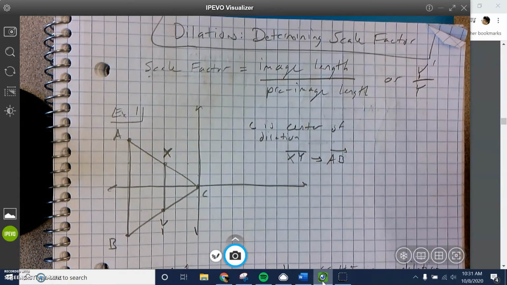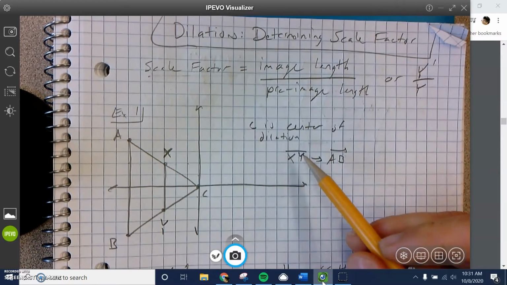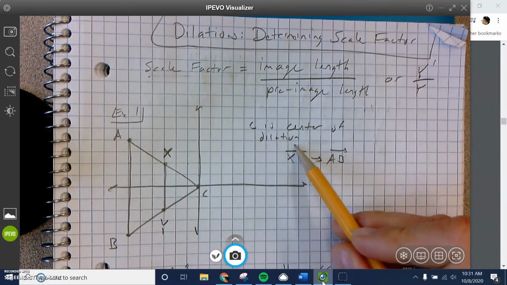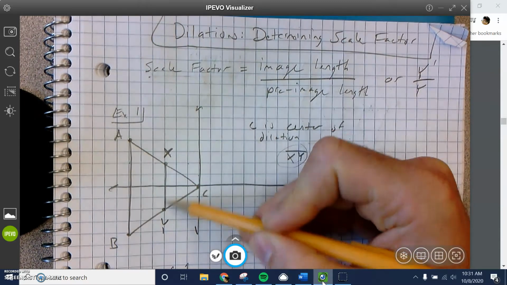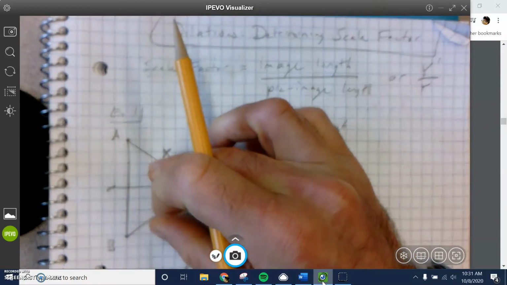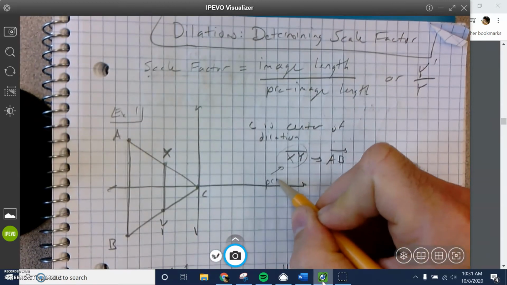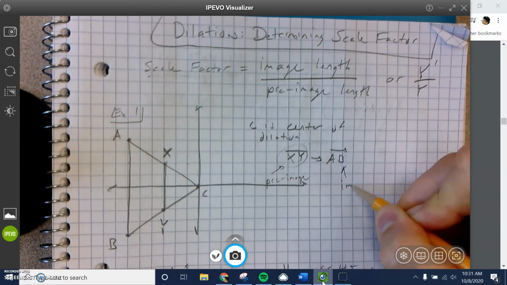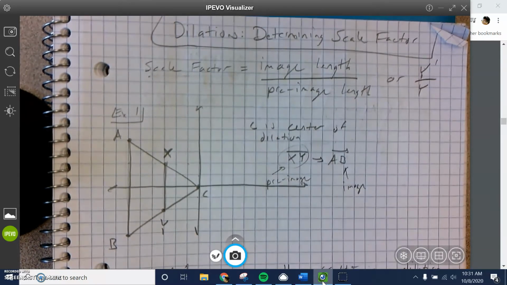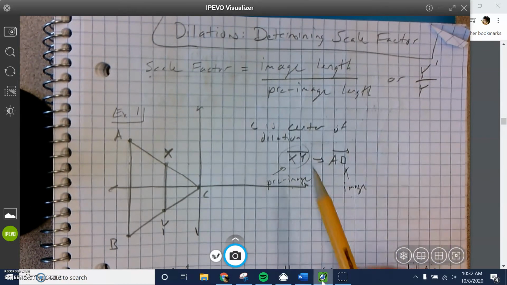So there's two ways to do it, and I'm going to show you both ways. Whatever you're comfortable with, use it. All right, check it out. So we're going from XY to AB. So obviously this is an enlargement, since this is the pre-image and AB is the image. Always good to write stuff like that to make sure you know which is which.